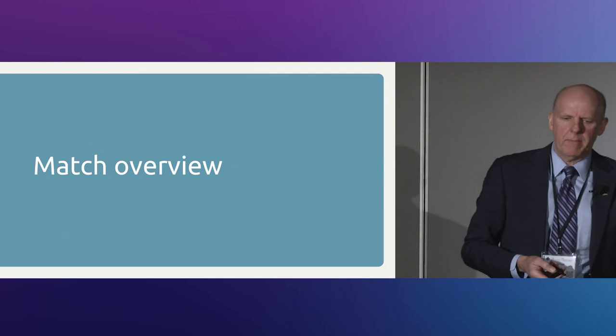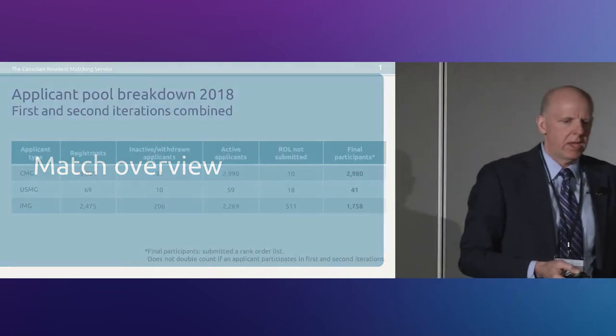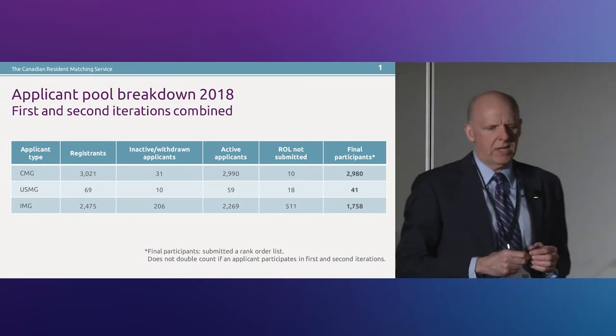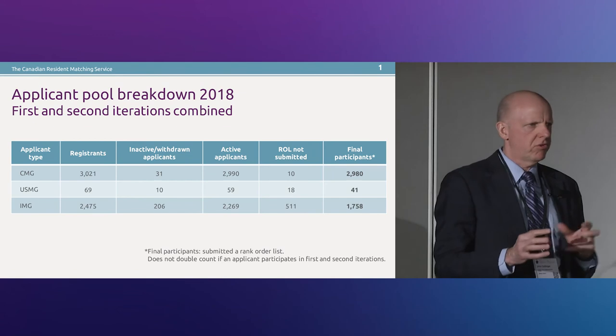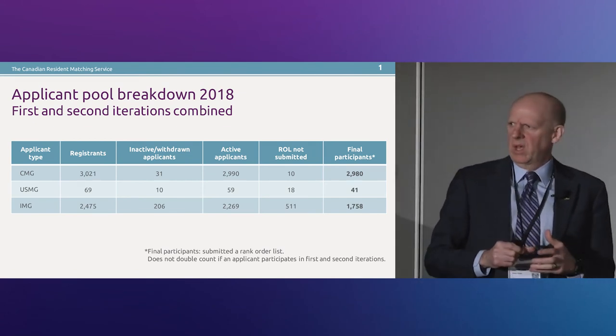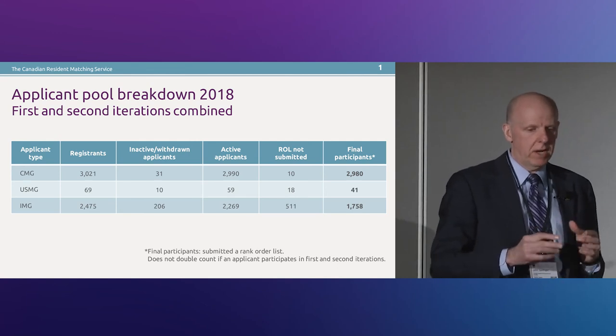So quick match overview, and we're going to look now at the national high-level results. And again, much of this data was released in the data snapshot, but for those who haven't looked at that, we'll take a walk through and just make sure we orient ourselves around the different aspects of the match and how things work and what some of the meaning behind the data is.